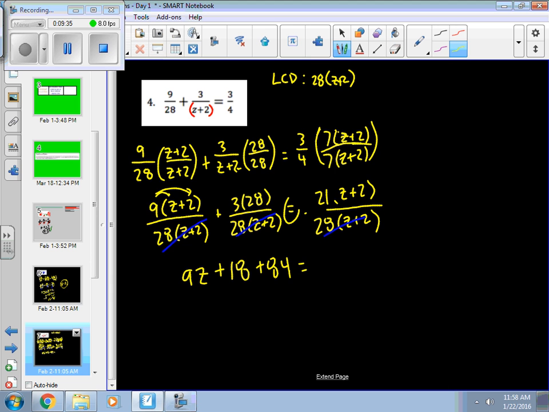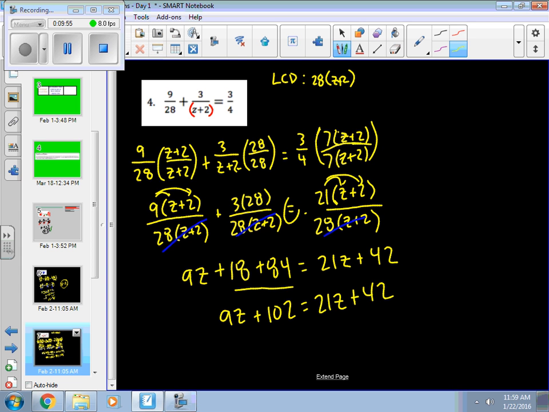And so we got 21 times z plus 2. We got to distribute there too. That's going to be 21z plus 42. Now go through and solve this out, and we got our answer for z. Let's put those like terms together first here. 18 plus 84 is going to be 102.